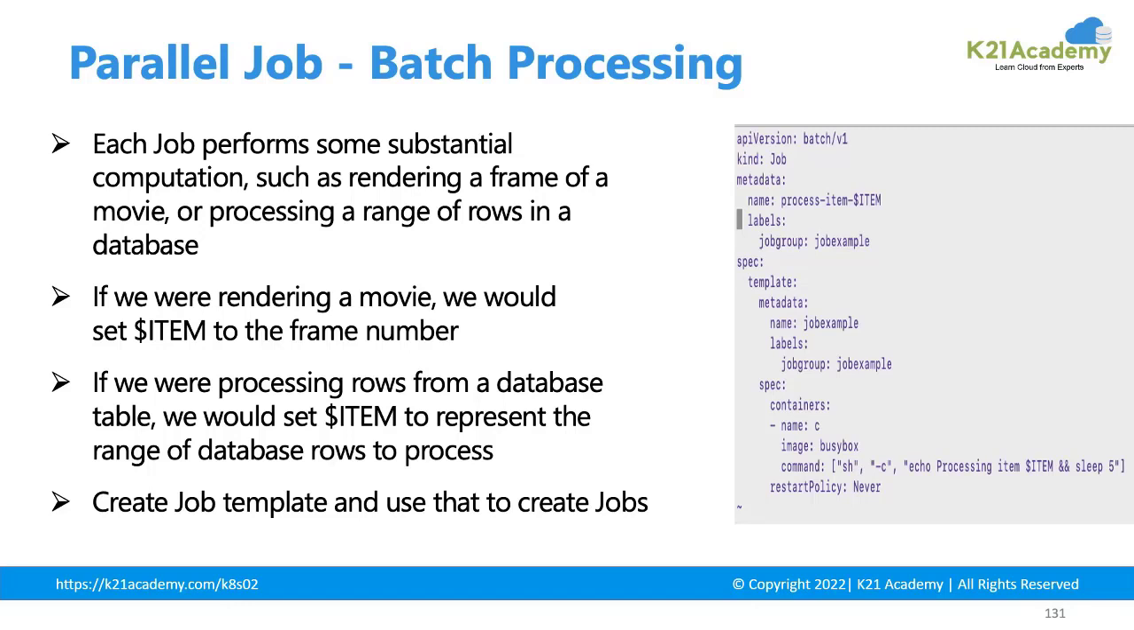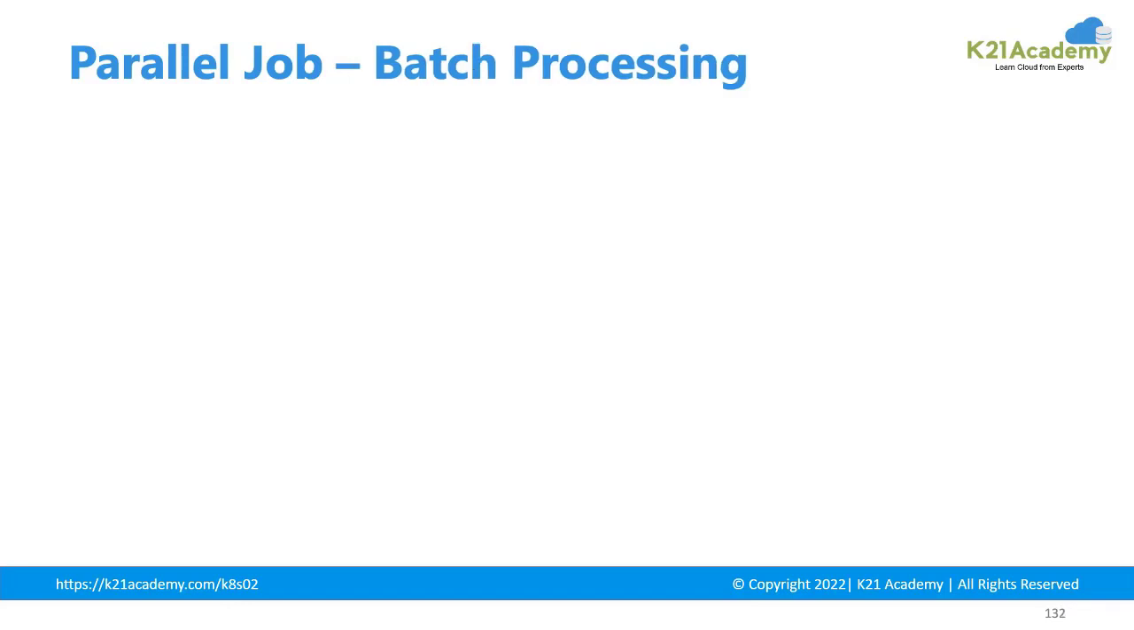The specification section has the containers definition. The container name is simply c. The image used is a normal BusyBox operating system image. As soon as the container starts, you're just echoing a statement saying "processing item" with that variable $item, sleeping for 5 seconds, and then the container is marked as finished. So the container will go into exited state, the pod will go into completed state, and the job would also be marked as completed. So let's understand how this happens.